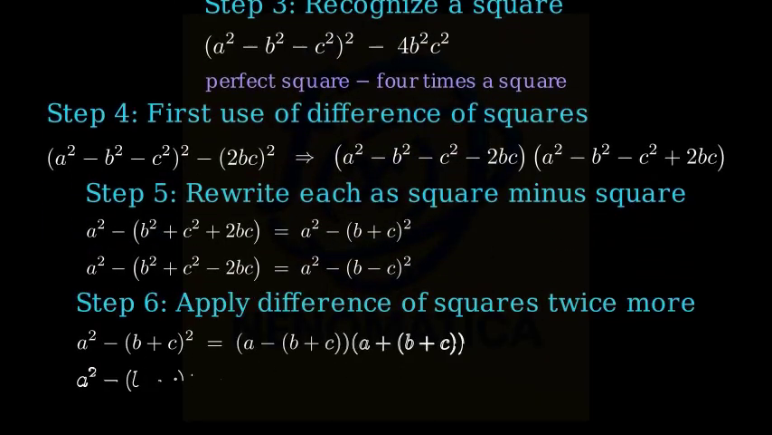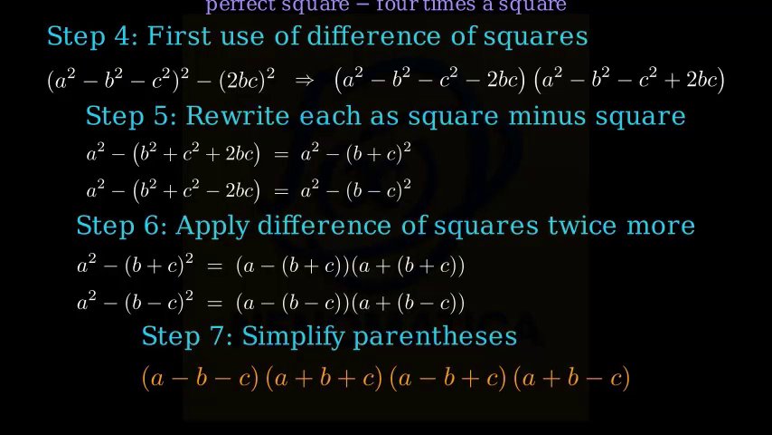Step 6. Apply the difference of squares twice more. A squared minus the square of b plus c factors as a minus b plus c times a plus b plus c, and a squared minus the square of b minus c factors as a minus b minus c times a plus b minus c. Step 7. Simplify parentheses. Collect the linear factors and write the final product neatly.